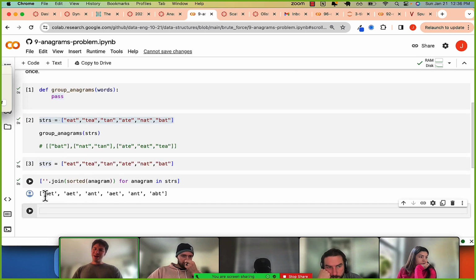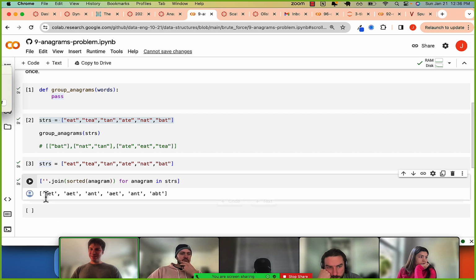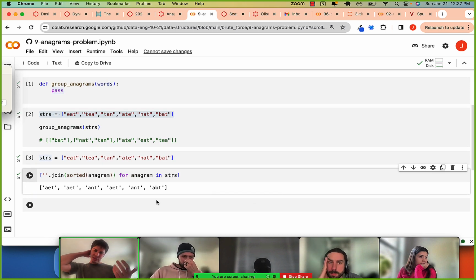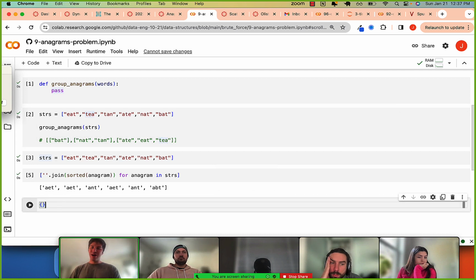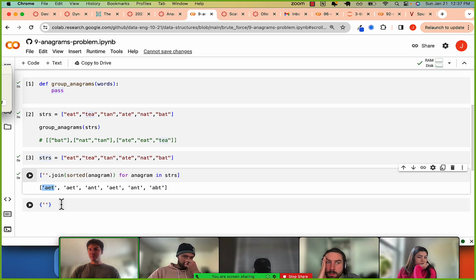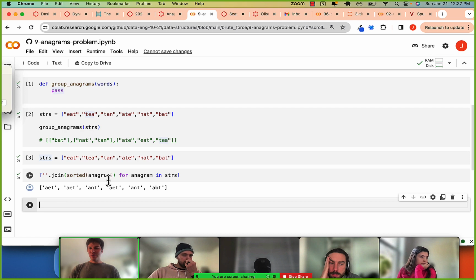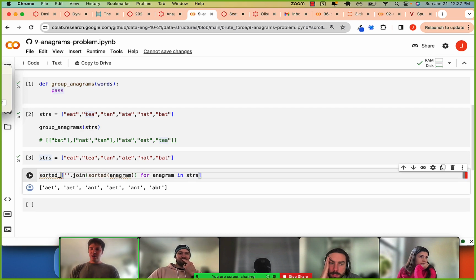All right, where are our anagrams? Like E, A, T, these are the three anagrams, and then these two are also anagrams, and then this one doesn't have one. So from there, I think that's the whole hint I'll give you, but from there, you should be able to group them together. I would create a dictionary. Maybe I'll just do it. So these are our sorted strings.